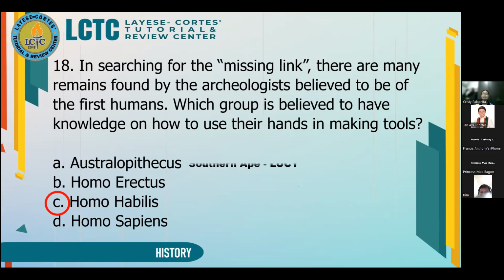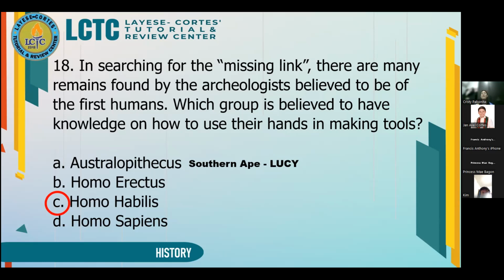Okay, let's go through them one by one. Australopithecus are also known as southern apes. The most famous southern ape, or the most famous Australopithecus in history, is named Lucy. So Lucy is an Australopithecus. Next is letter B, Homo erectus.